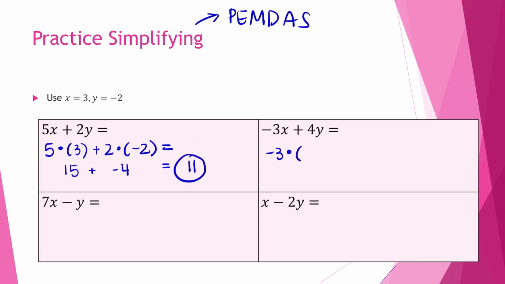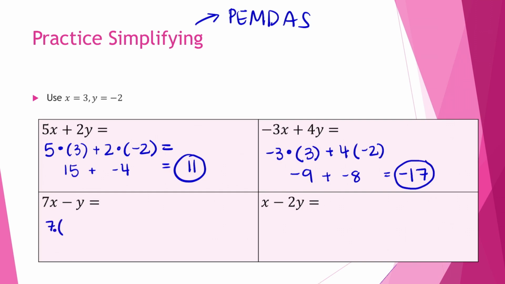In this next one, I have -3, and again, I always multiply it by my variable. My x is 3. My y is -2. This becomes -9. This becomes -8. -9 plus -8 becomes -17. And if you want to go over these, I talked about this in an earlier video about how to use PEMDAS.